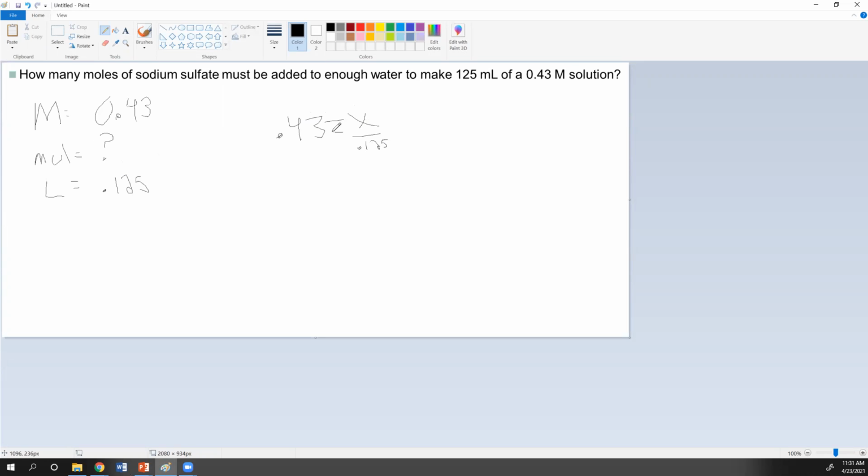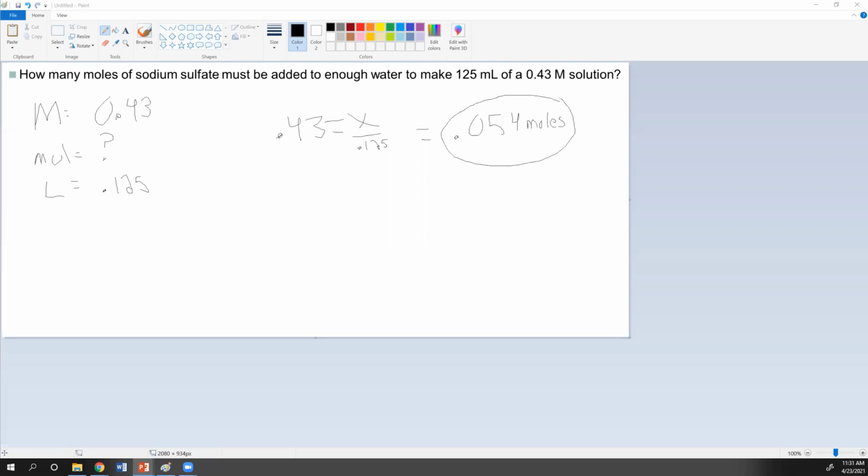It's a math problem. So how would I solve this one? Multiply both sides by 0.125. So my answer would be 0.43 times 0.125. What does that equal? 0.054 moles. And is that the correct number of significant figures? Yes. The zero in front of that is not significant. Zeros in front of a number are not significant.